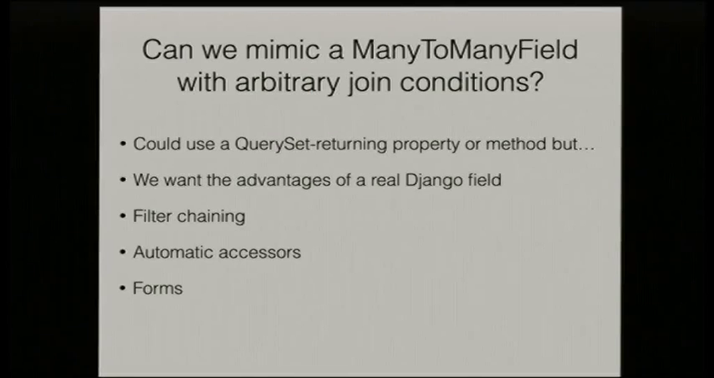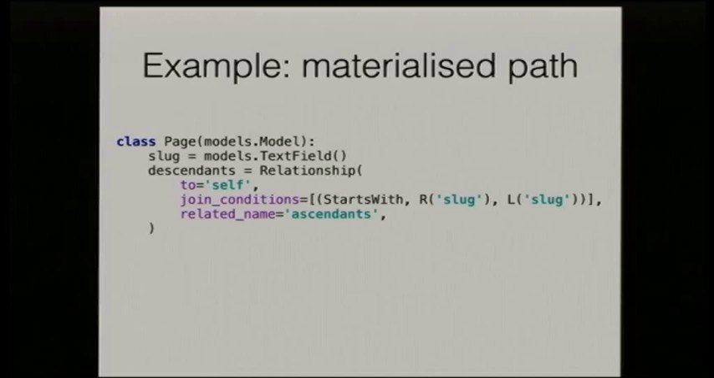But I want to be able to have that work just like a normal Django many-to-many field. So get all of these benefits: get the automatic accessor, be able to use it in filters, and just have it work like a normal many-to-many field without actually having to have that ID relationship. And so we can do that. This is what it looks like. There's a little bit of code involved, but I'll just kind of explain this.